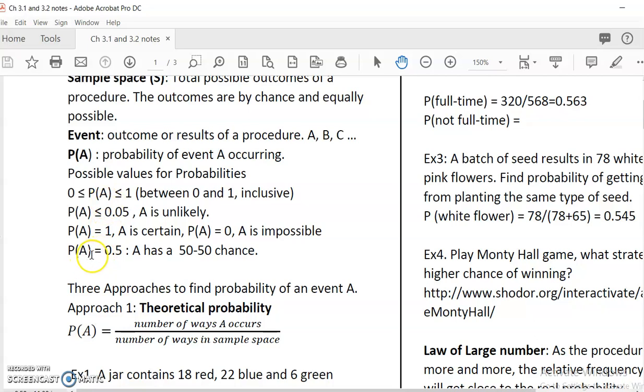And if the probability is 0.5, then it has a 50-50 chance. And then in probability, by default, if we don't say anything, A is unlikely if the probability of A is less than or equal to 0.05.